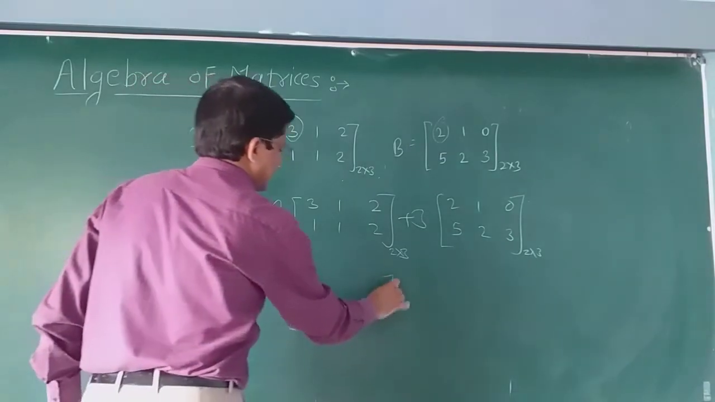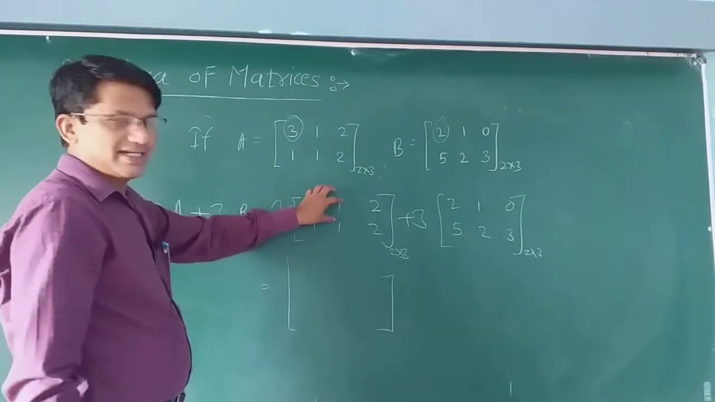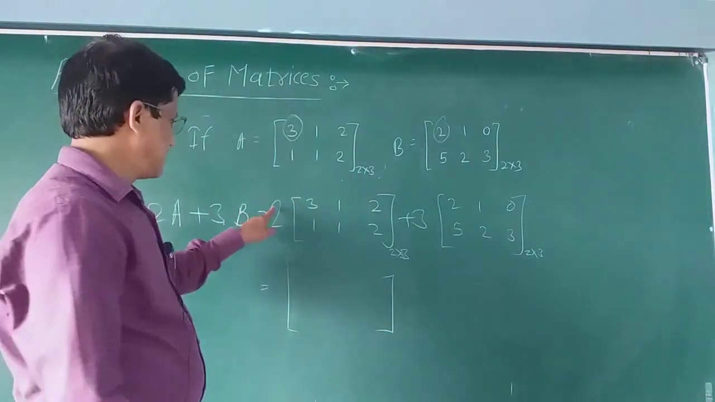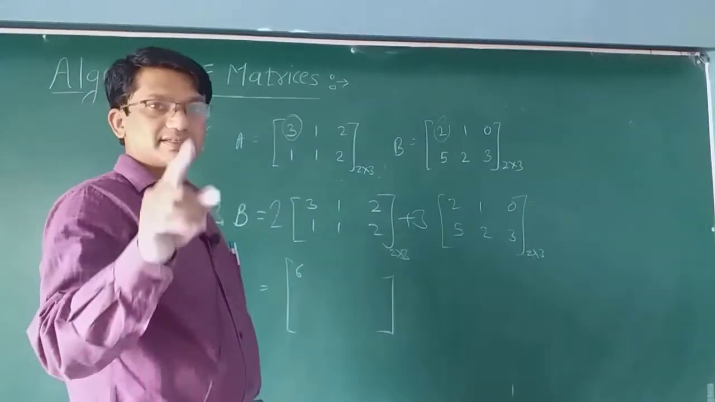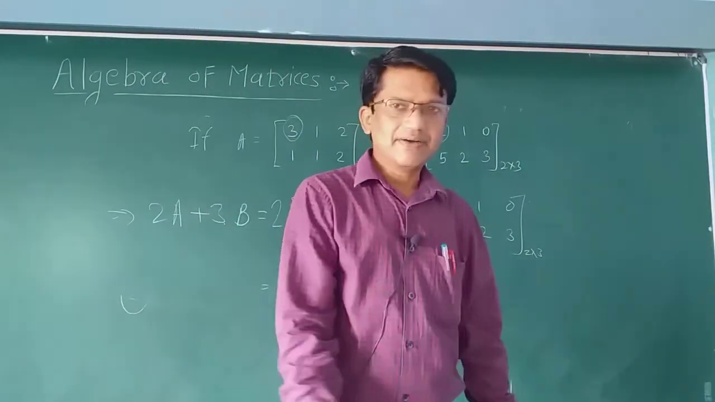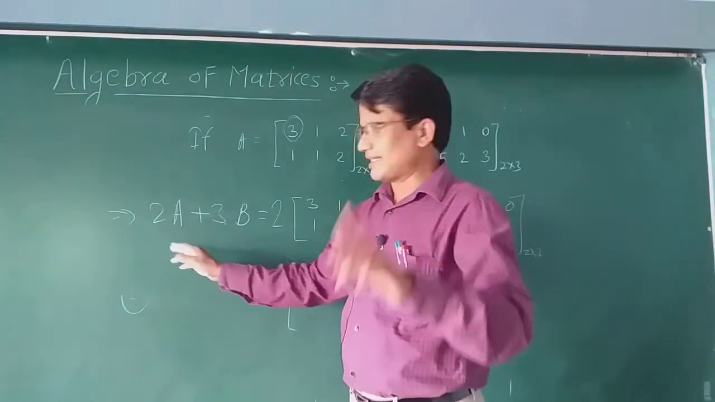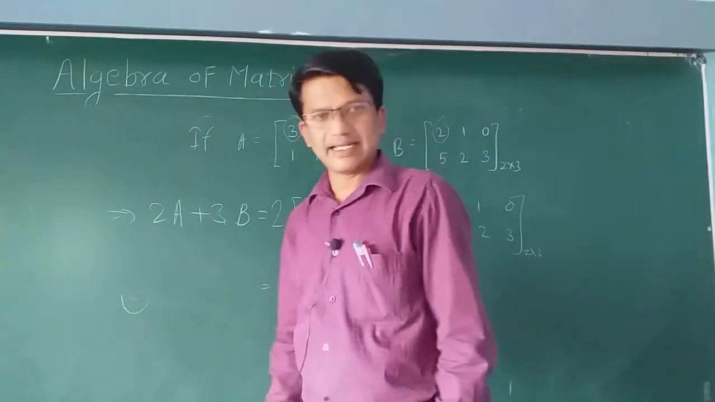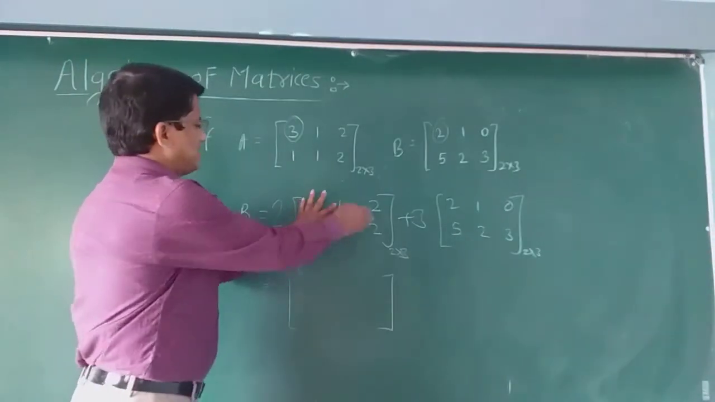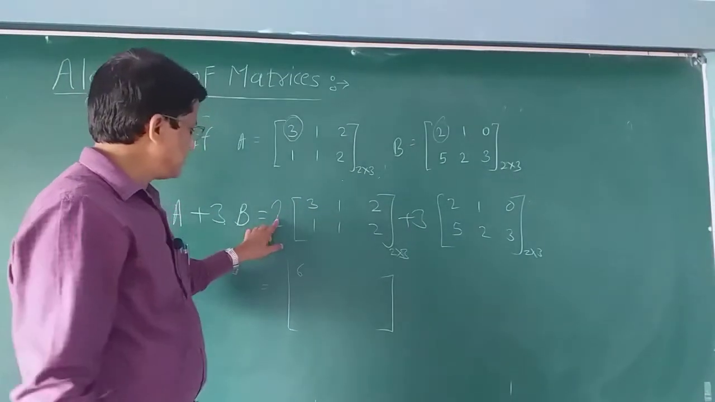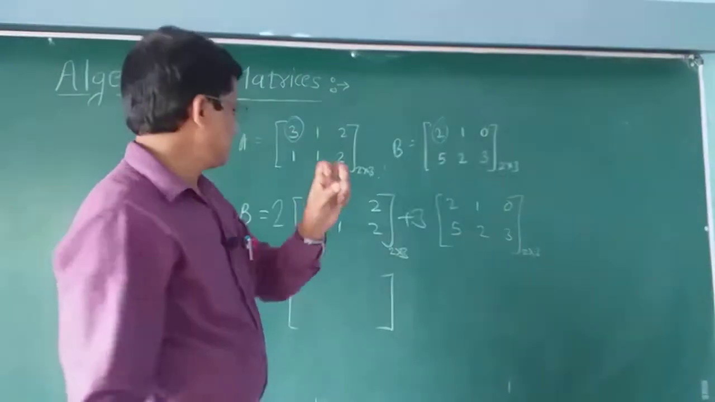So what is the answer here? Multiply every element of a matrix by 2. 2 times 3 is 6, because this is scalar multiplication. Our scalar concept: A is a matrix and 2 is a scalar, B is a matrix, 3 is a scalar. What is the rule? Here 2 is outside the bracket, so multiply this 2 with all the elements given in the matrix.